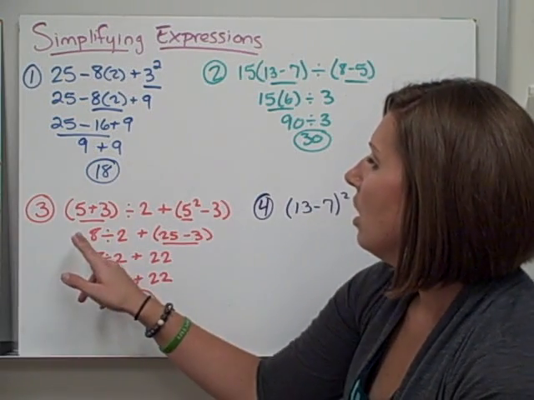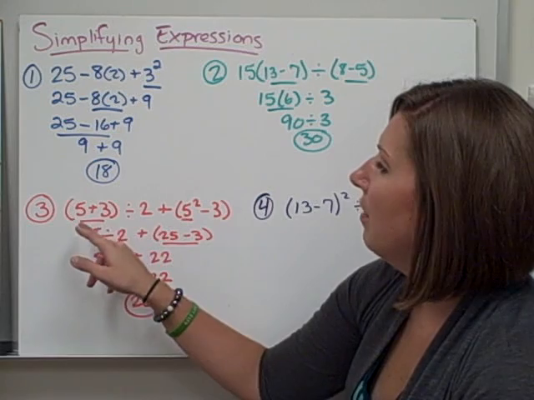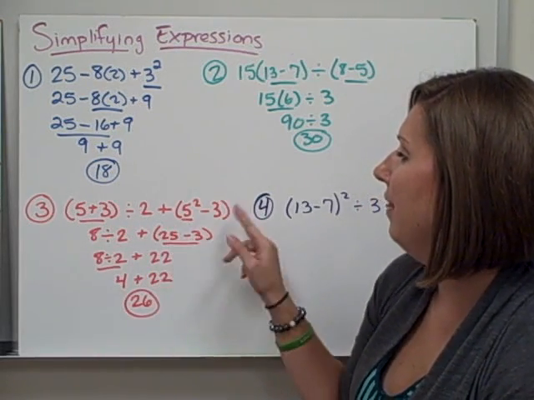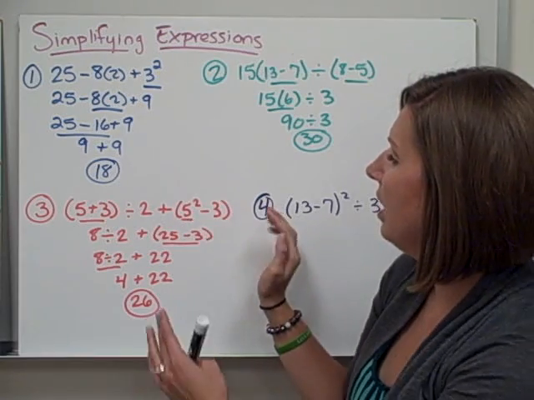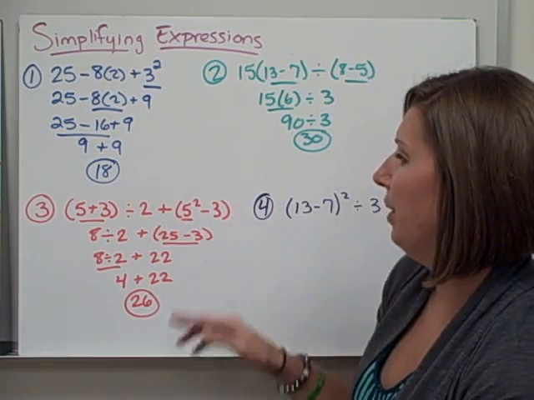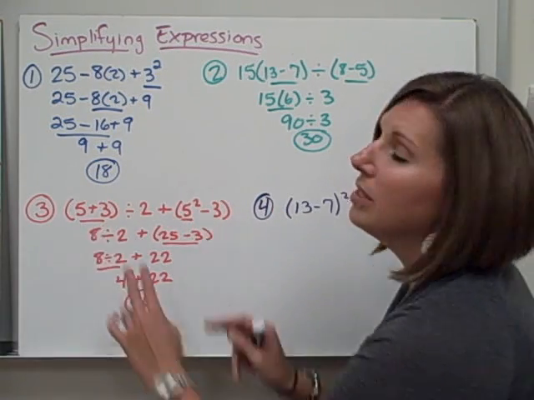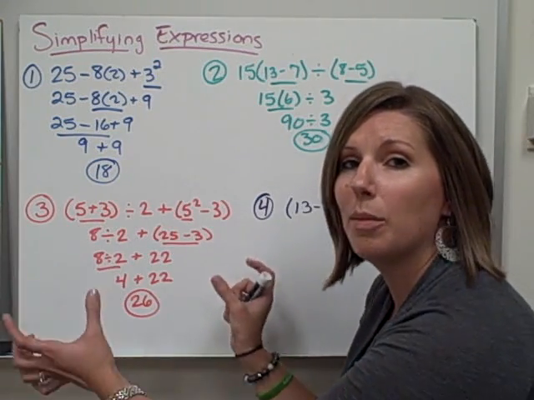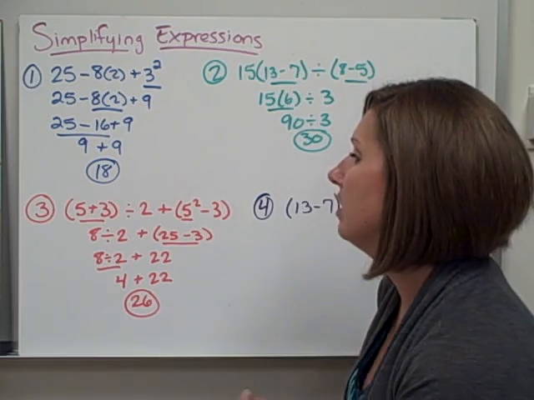Number 3. In parentheses, 5 plus 3, all of that is being divided by 2, and then we're going to add that to the quantity of 5 squared take away 3. Now again, we've got 2 sets of parentheses. Let's go ahead and simplify what we can simultaneously in those parentheses.